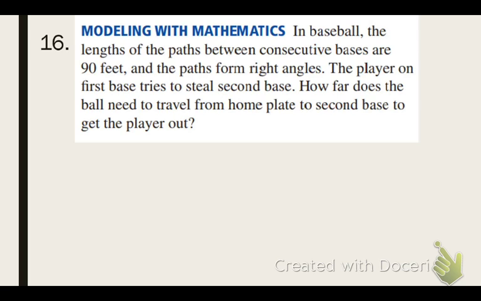In baseball, the lengths of the paths between consecutive bases are 90 feet, and the paths form right angles. The player on first base tries to steal second base. How far does the ball need to travel from home plate to second base to get the player out? So first off, what does a baseball field, or the infield, look like? A diamond. What do we know about the angles of this diamond? They're all right angles. That's what they tell us in the directions. My baseball players usually know the approximate amount, but it's not the exact amount. So that's what we're going to find.